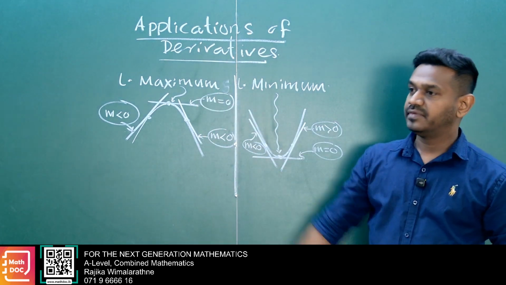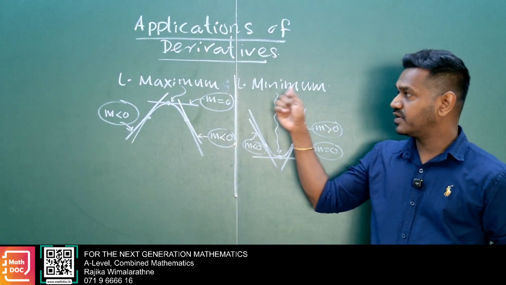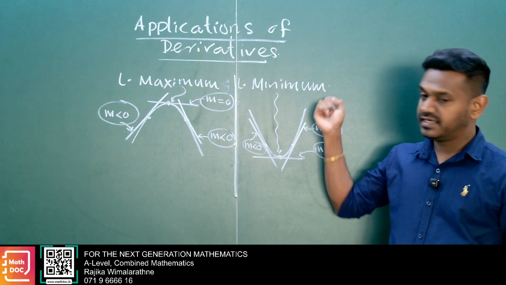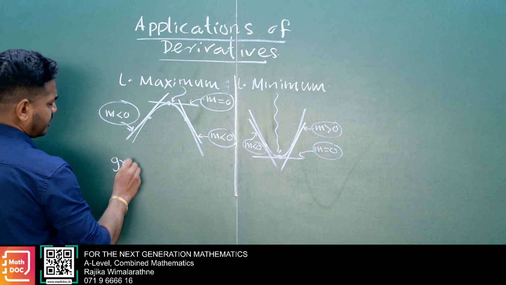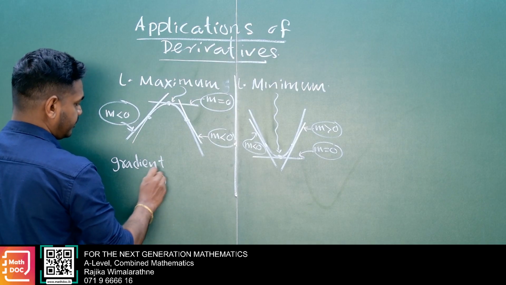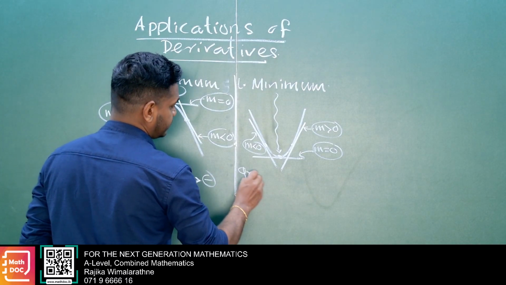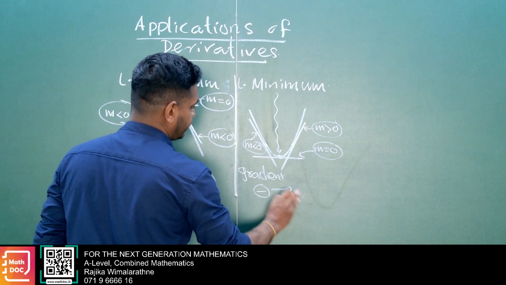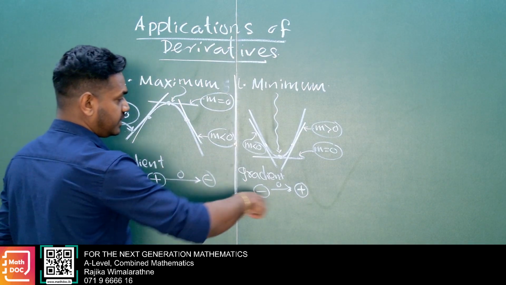Here we call local minimum and here local maximum. Only one point happens at each. Local maximum, local minimum: here the gradient varies from positive to negative through 0, and here the gradient varies from negative to positive through 0.